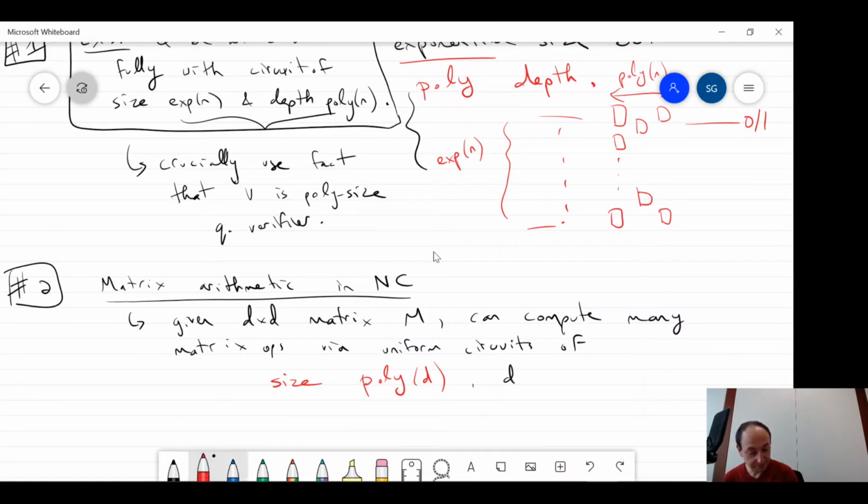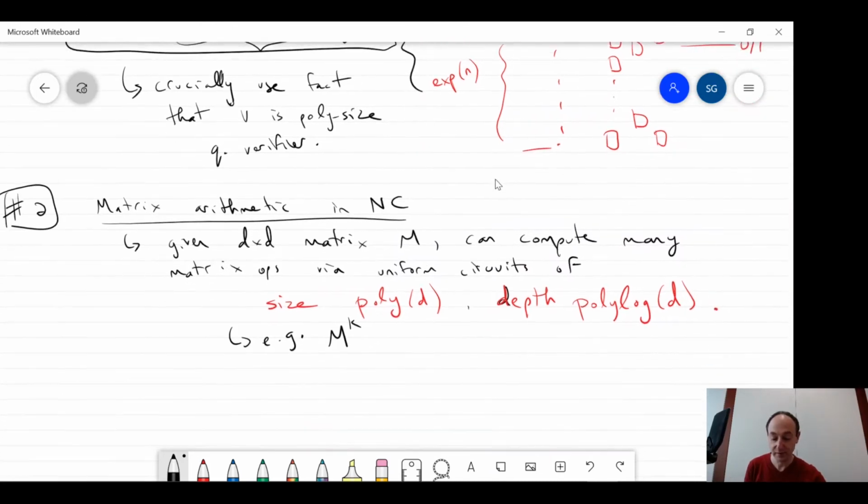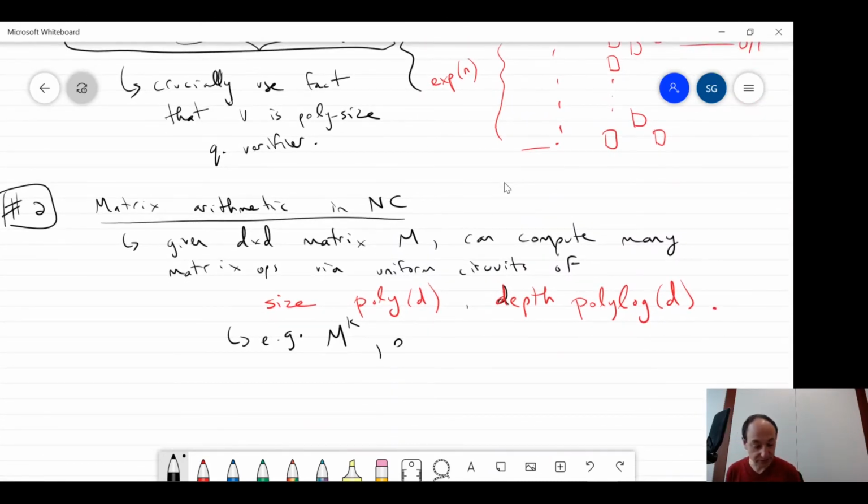And depth polylog of the dimension. This is kind of what you get out of these so-called parallel algorithms, if you will. And so what can we do? For example, we can compute matrix powers, m to the power k. I can do matrix exponentials, so e to the power m. And I could do things like spectral decompositions. So all of these things I can essentially do for our setting.